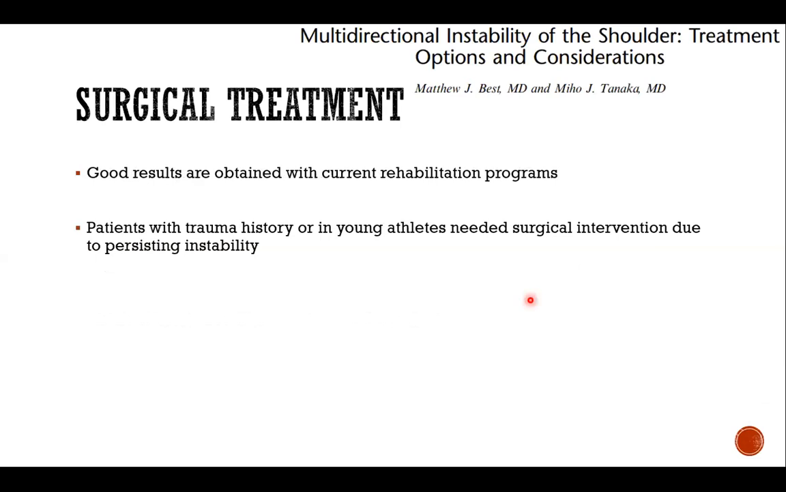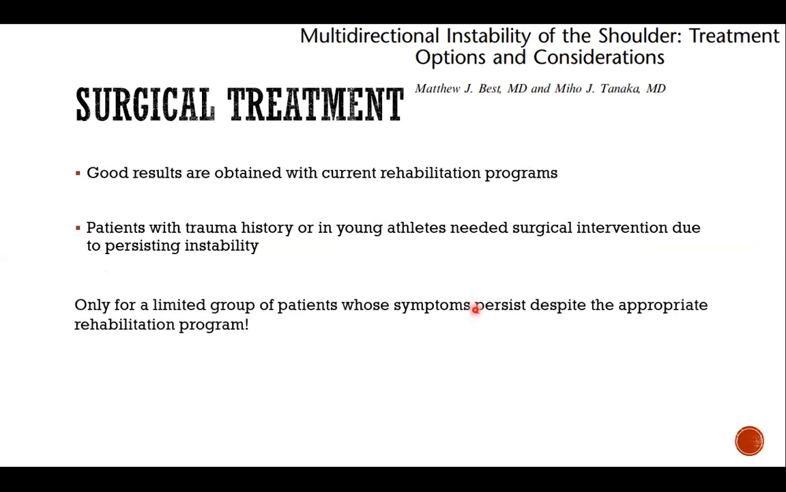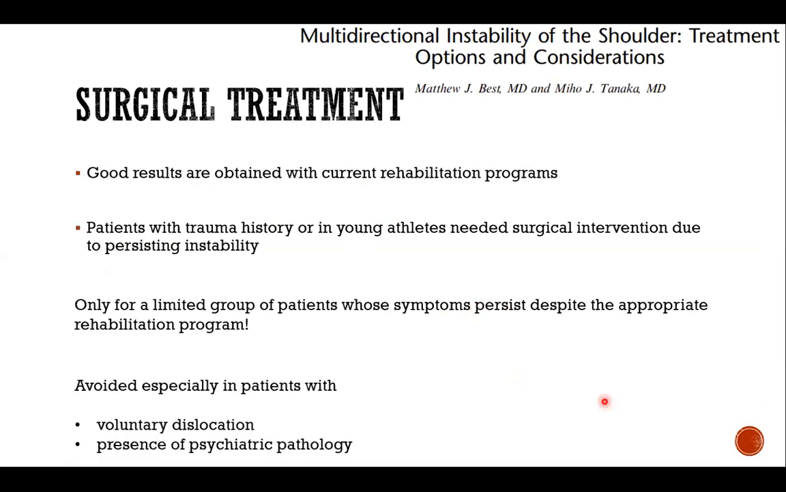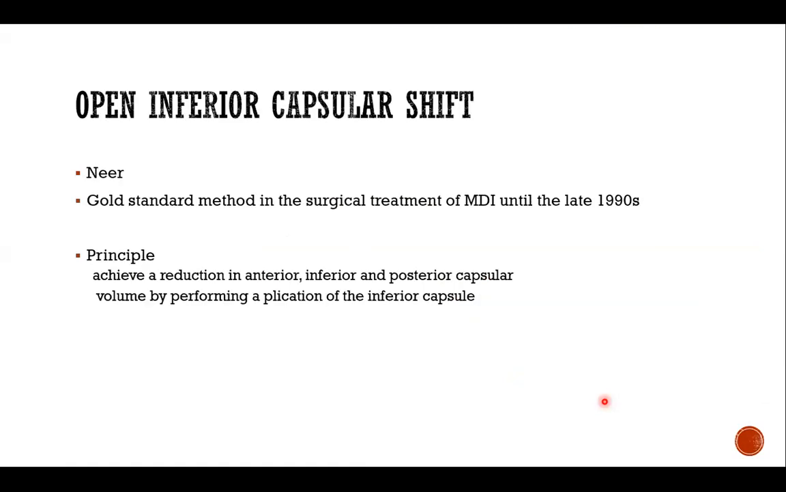Coming to surgical treatment, the majority of patients respond well to rehabilitation, and good results are obtained with the current rehabilitation programs. But patients with a history of trauma or young athletes need surgical intervention due to persistent instability. The main indication is only for a small limited group of patients in whom the symptoms persist despite an appropriate rehabilitation program. It is usually avoided in patients with voluntary dislocation and cases of psychiatric pathology.